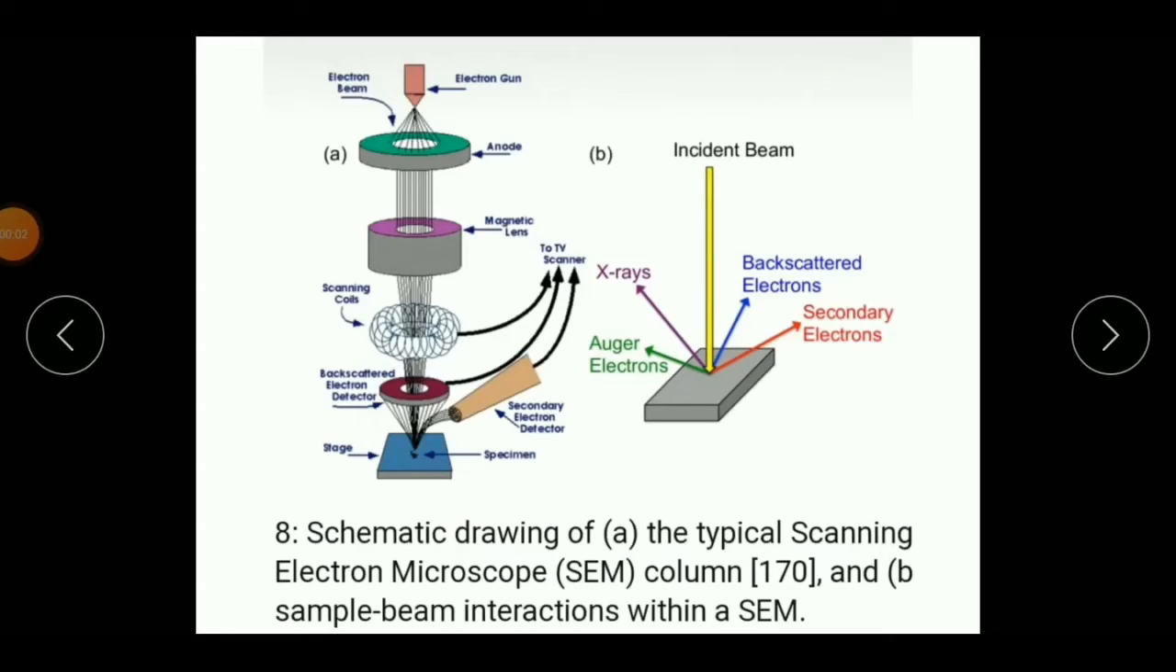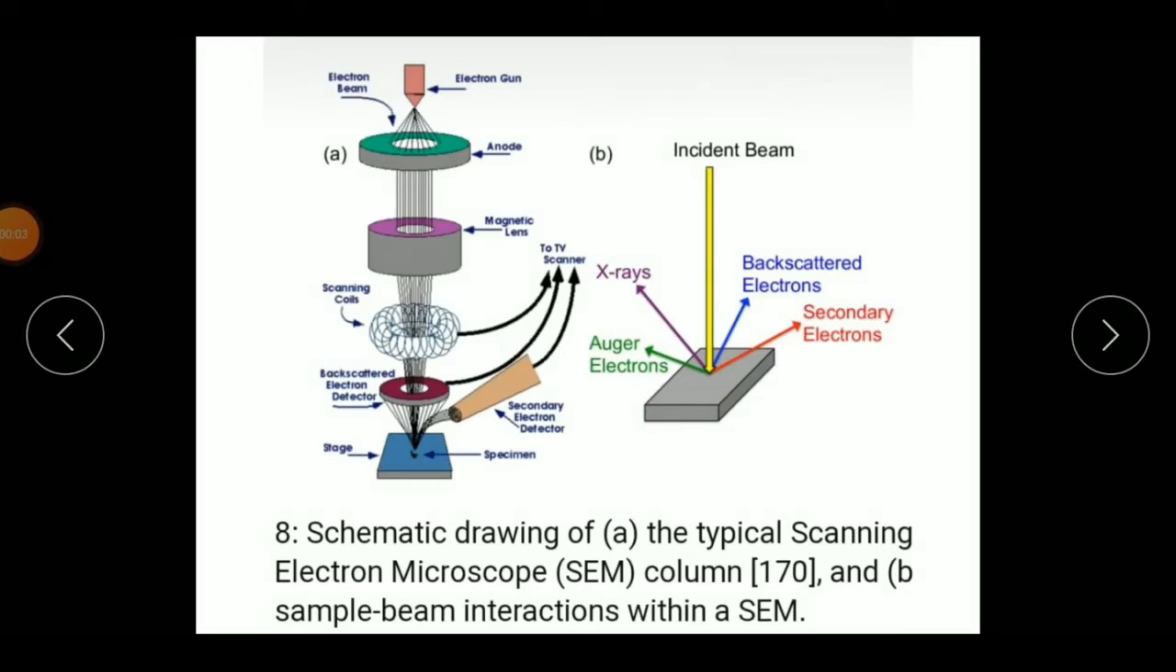Here let's look into the working of SEM, that is scanning electron microscope. The diagram A here is showing you the scanning electron microscope, and the diagram B is showing you the sample beam interaction with SEM. First we'll look into the sample beam interaction. This is for you to understand the working of scanning electron microscope. First you have an electron beam that is incident like this. Once the electron beam is incident, it will either form Auger electrons, X-rays, backscattered electrons or secondary electrons. So you have to know these four.